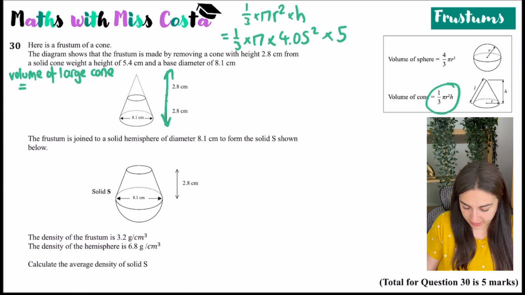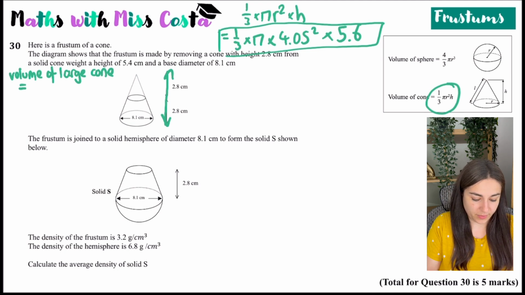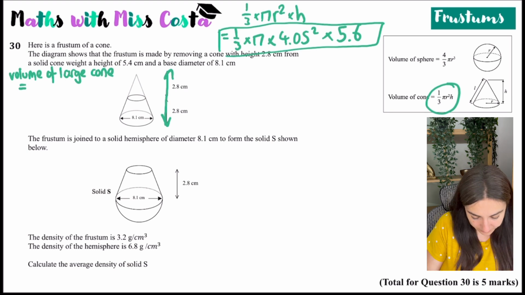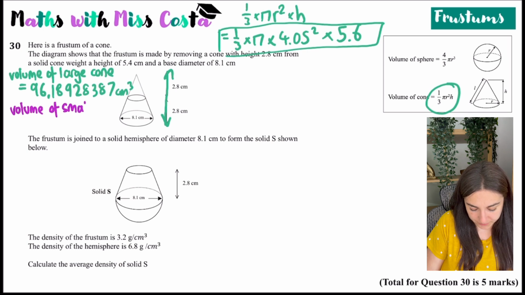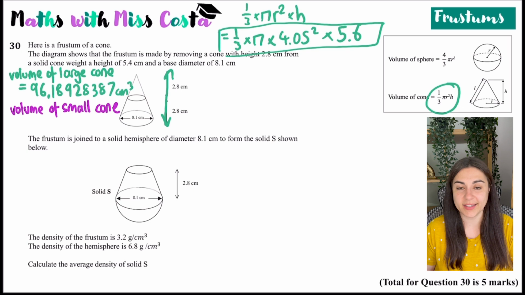Okay, so that is going to tell me the volume of the large cone. So let's just type that into a calculator. 1/3 times pi times 4.05 squared times 5.6 equals 96.1892837 centimeters cubed. Now we need to work out the volume of the small cone. So there's a few ways we can do this. They are going to be similar shapes because they are literally made of the same thing.